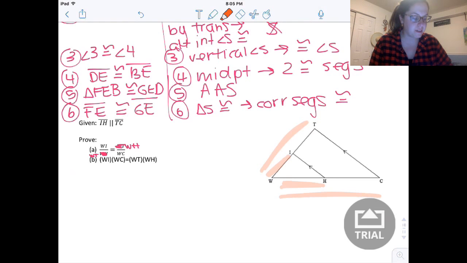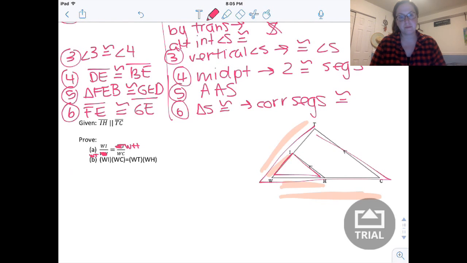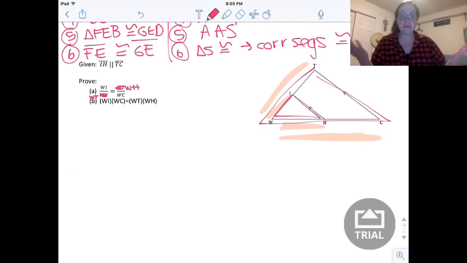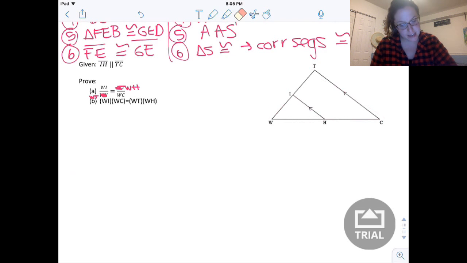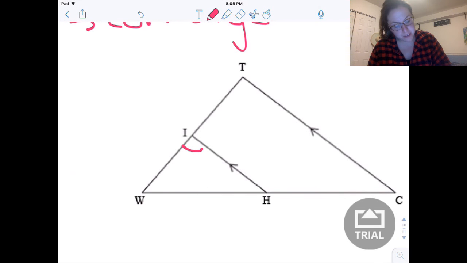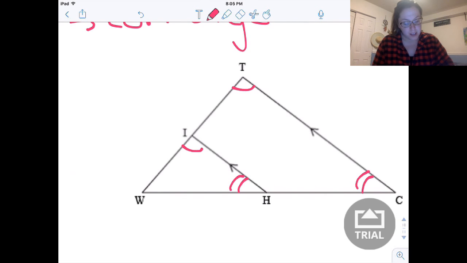So WI over WT, right, corresponding sides, is WH over WC. So what it's talking about here is showing that this little triangle is similar to this big triangle. Okay, so think about your similarity theorem. I see parallel lines, and I see nothing about side length, so my brain goes to angle. So, parallel lines, the first thing that I see here is that if these are parallel, these angles must be congruent because they are corresponding. That's also true about these angles. And lastly, I know that this angle has to be congruent to itself because it is reflexive. It is in both triangles.